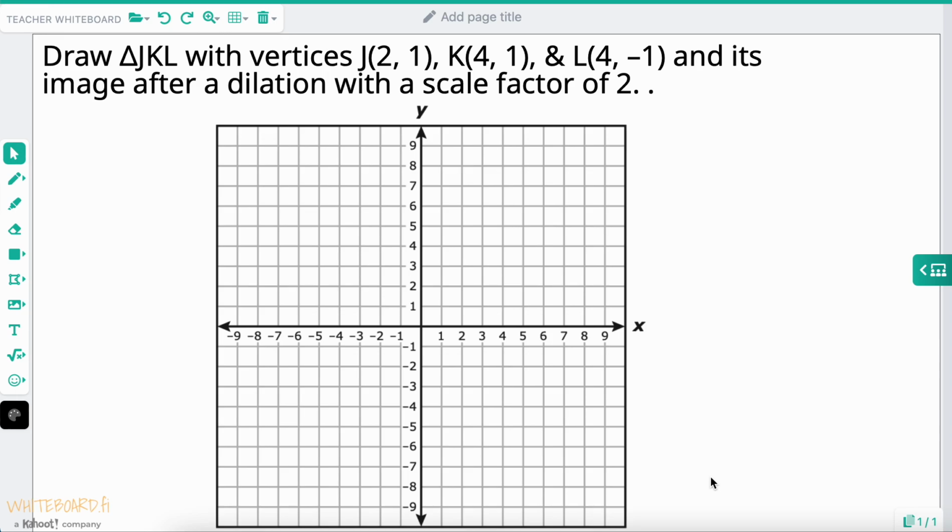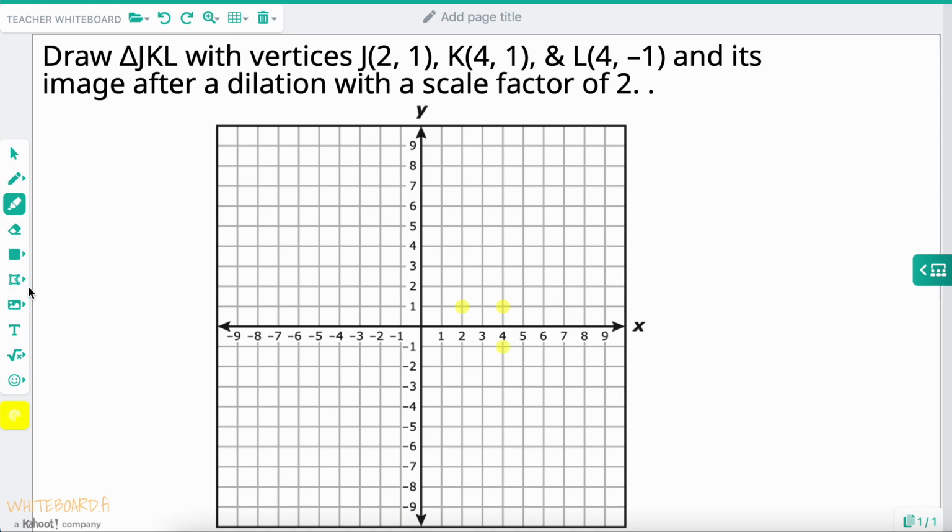This is Mr. Santana. I just wanted to go over how to dilate a figure on a coordinate plane. All right, so first and foremost, we don't have anything on our coordinate plane, but we do have vertices that are given to us for triangle JKL. I'm going to go ahead and spot the vertices. So 2 comma 1, that would be J, goes here. 4 comma 1, that would be K, that goes there. And then 4 comma negative 1, that would be L, and that goes there.